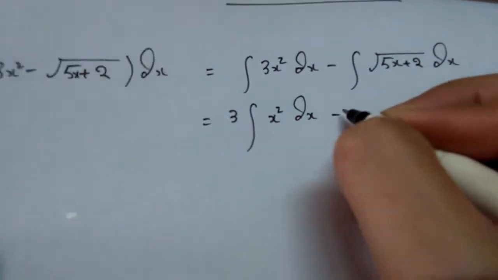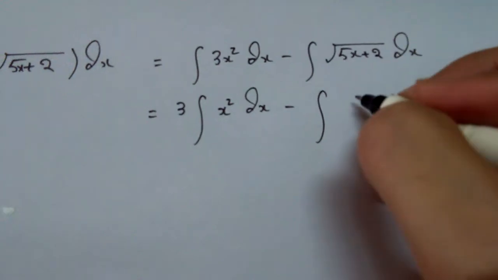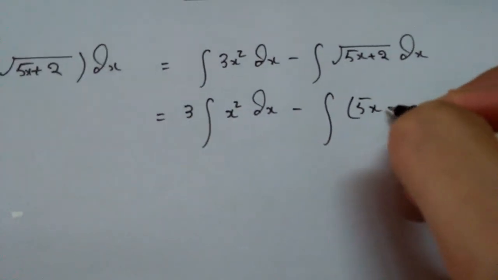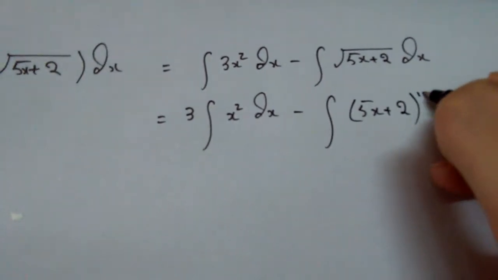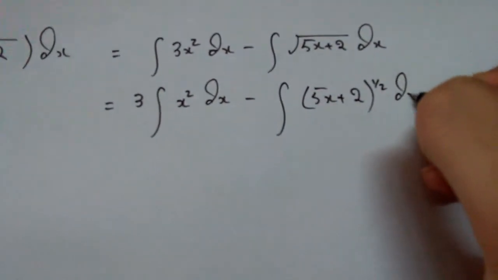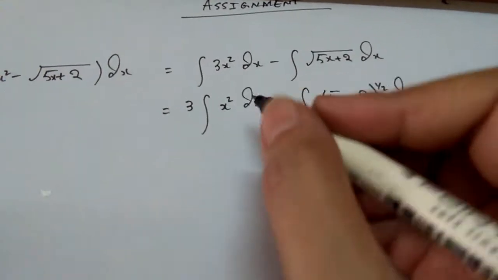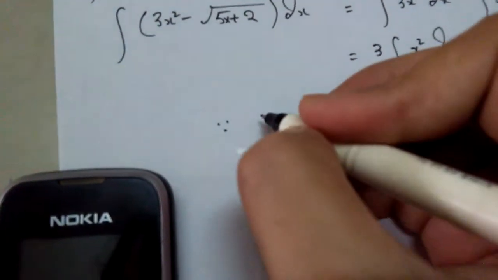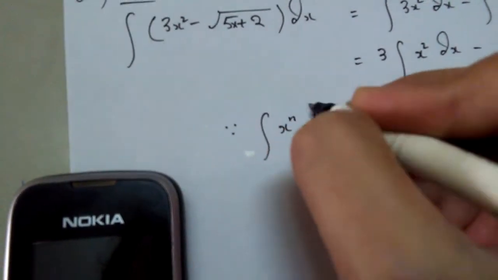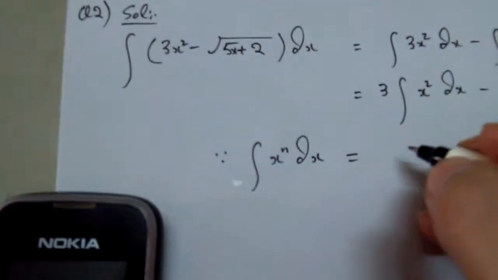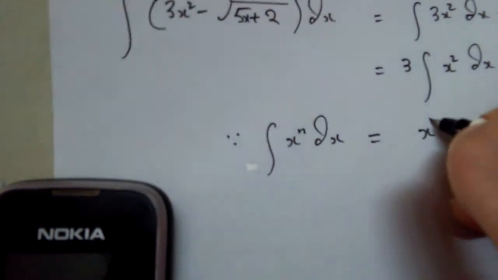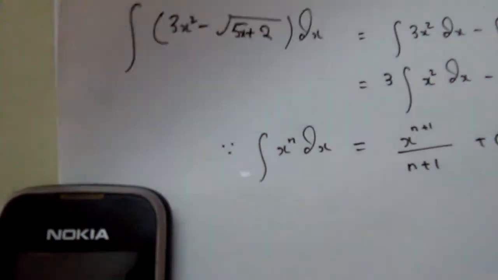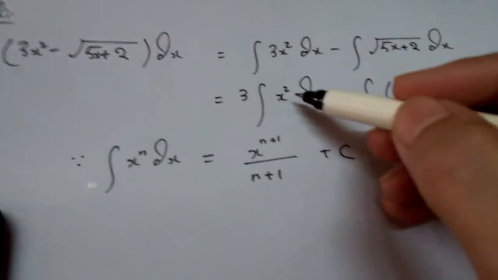Over here, how about I replace this radical with its power? It becomes easier for me to handle then. Just like that. Now you can simply apply the formula for the integral of x to the n, mentioned in your formula sheet, which is x to the n plus 1 upon n plus 1, plus some constant. So you can apply this formula in this part.